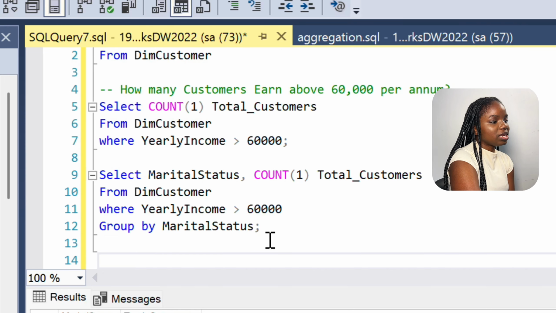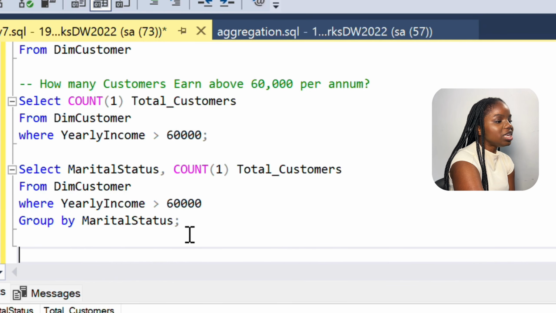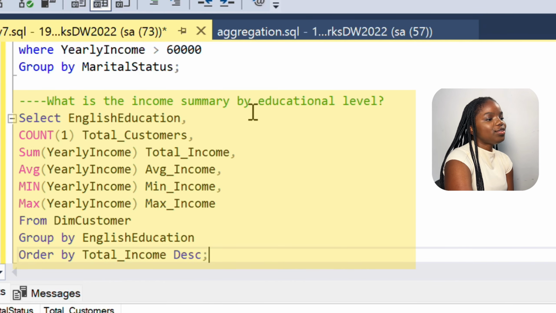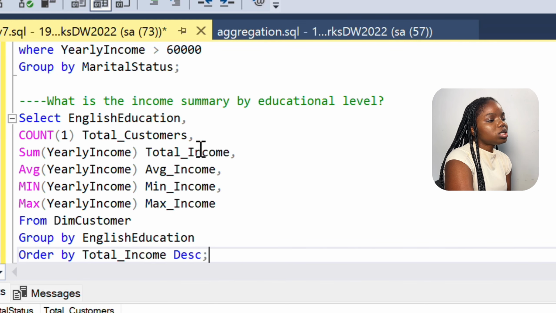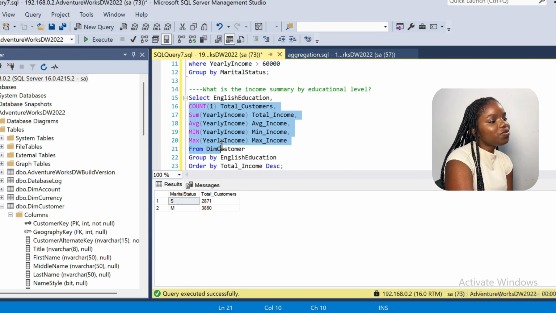So the next thing is that we want to see the income distribution based on their educational level, based on how well they are educated. How many customers do we have, what is the total income for each educational level, what is the average income, what is the mean income and the max income. These are our different aggregation functions. You have count, sum, average, mean and max. So we have a kind of summary of the income of each customer based on their educational level.